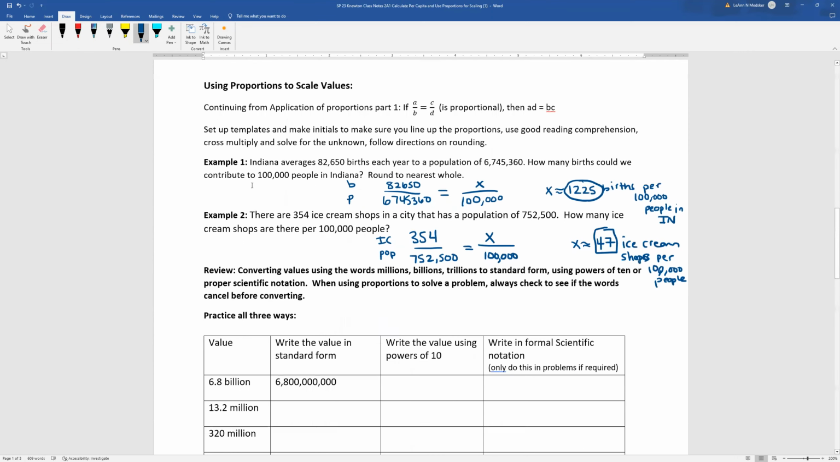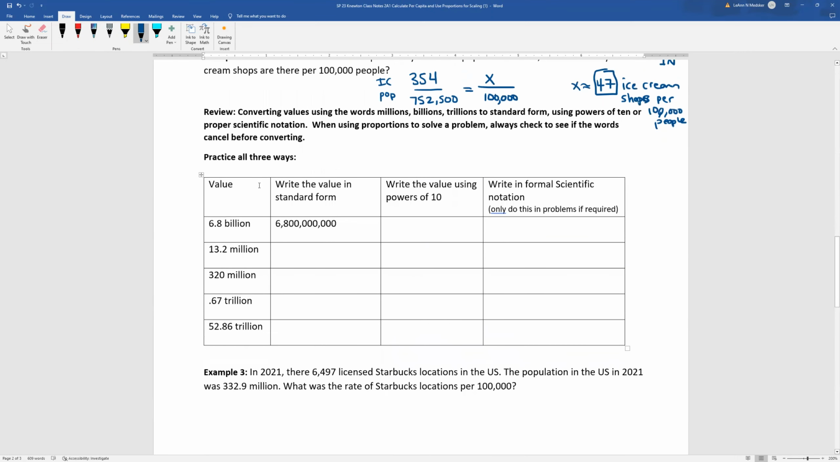Okay, so just some review of converting numbers between standard form and scientific and just working with those words like billion, million, and trillion. So the first thing I'm going to do is write out what each of these would look like. So 13.2 million is 13,200,000. Okay, so because the point is going to be after the million block, so it's going to be in that 100,000 place.